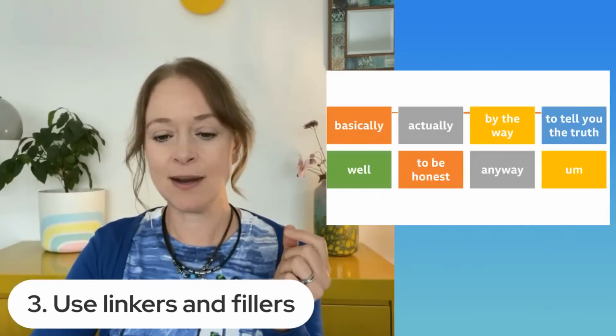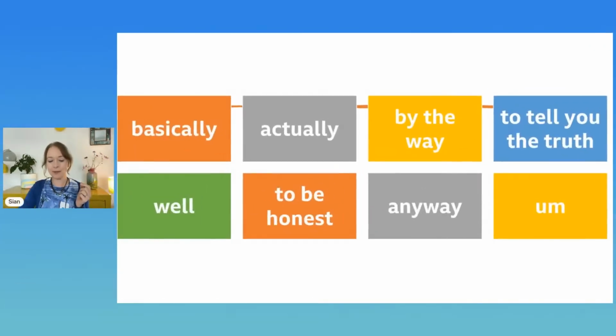So here are some examples. I'll make it a little bit bigger for you. We've got: basically, actually, by the way, to tell you the truth, well, to be honest, anyway, and so. We're going to listen to the next part of my conversation with George.